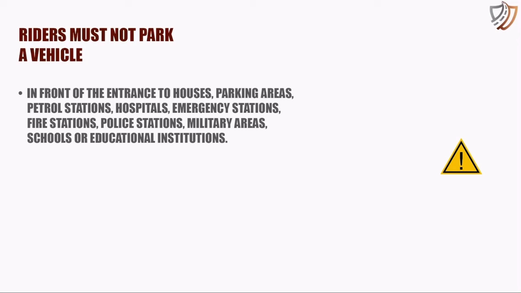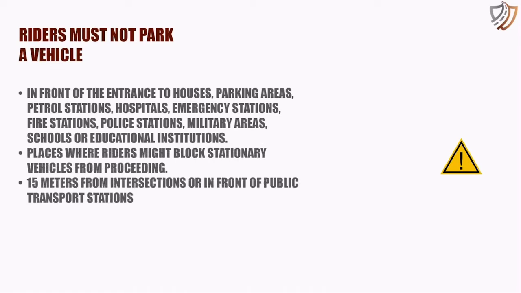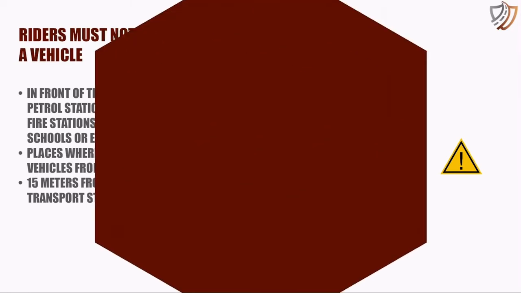to houses, parking areas, petrol stations, hospitals, emergency stations, fire stations, police stations, military areas, schools, or educational institutions, places where motorists might block stationary vehicles from proceeding, 15 meters from intersections or in front of public transport stations.